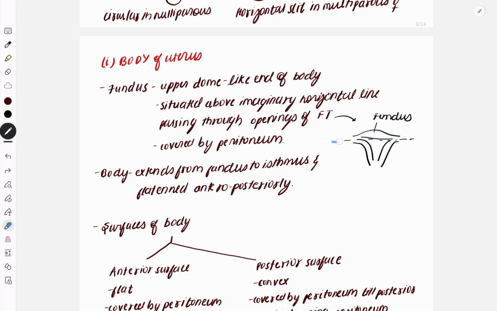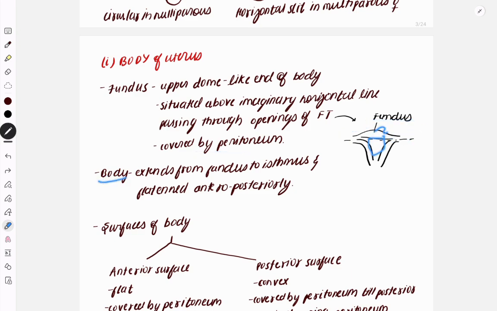Now the fundus can be formed when we draw an imaginary horizontal line passing through the two openings of the fallopian tubes. Whatever upper dome-shaped part of the body of the uterus is formed is called the fundus, and this fundus is covered by peritoneum on all of its sides. The second one is the body itself.